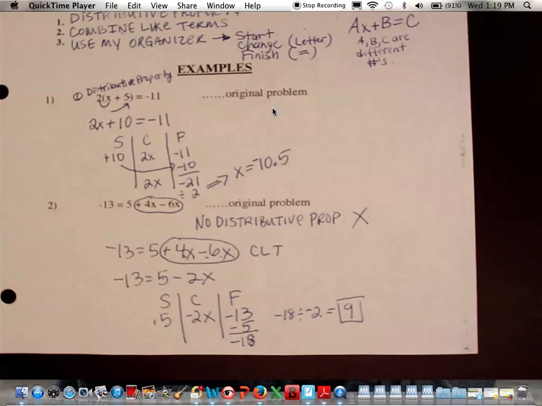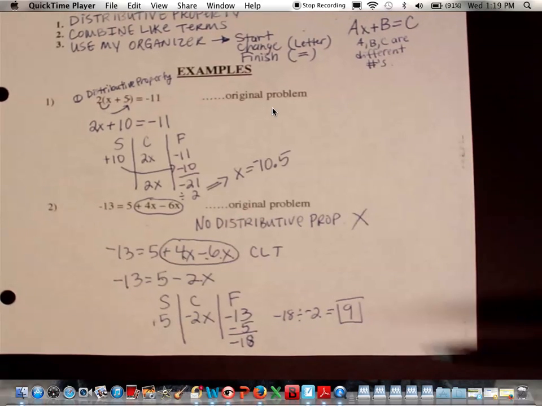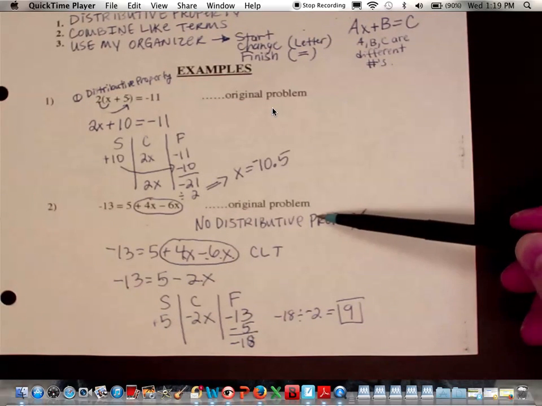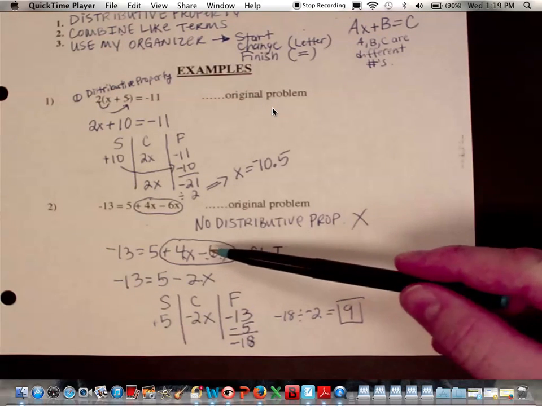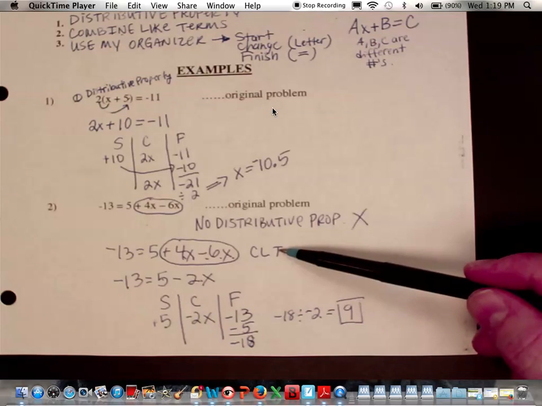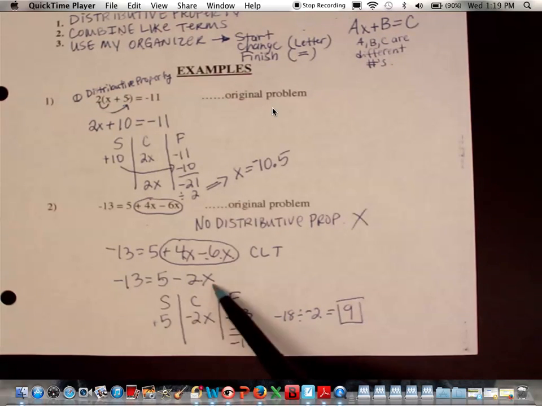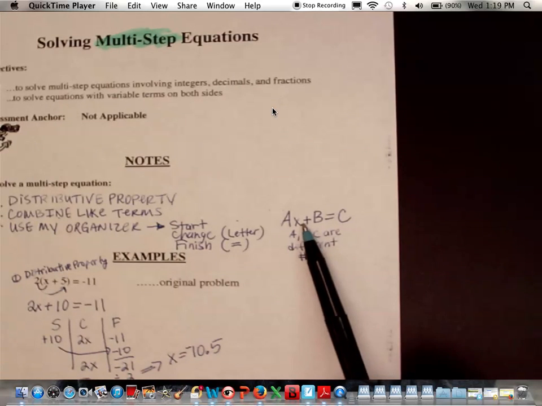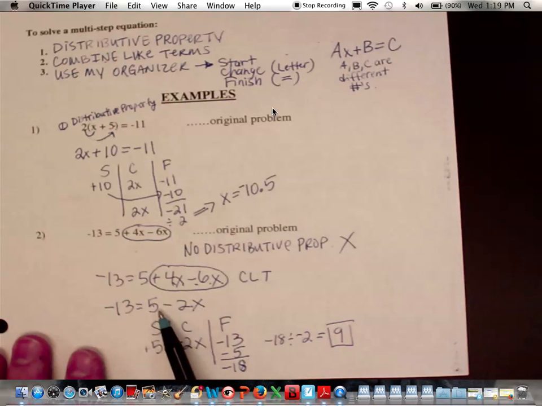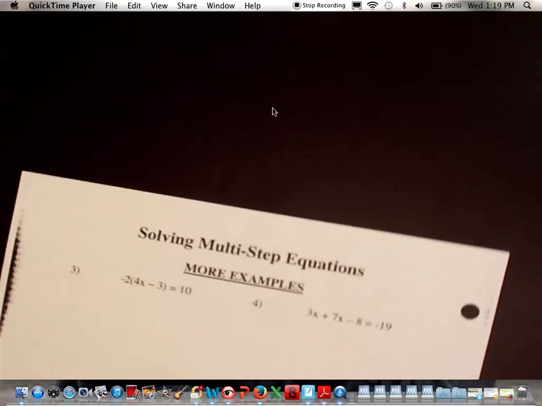Okay? So I just solved a multi-step problem by checking, do I have distributive property? No, I didn't. Do I have combined like terms? Yes, because this is x and x. I'm going to combine them. So I got it into this form, which you can see matches this right up here: AX plus B equals C. I can put it in my organizer and solve. Okay? Let's look at a couple more here.